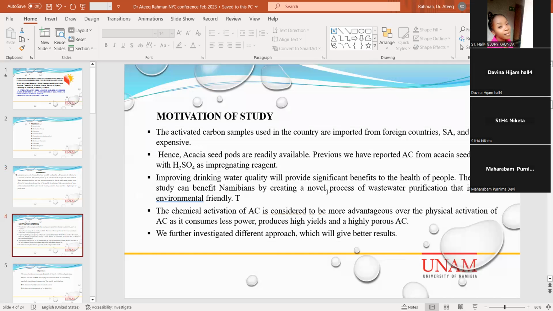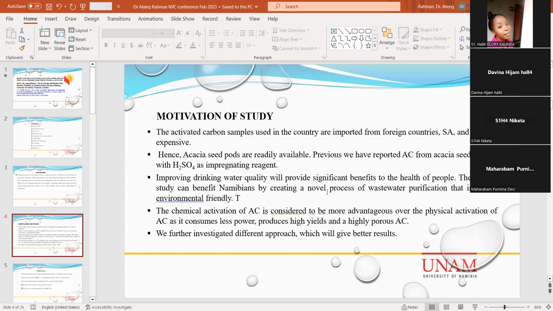So, motivation of study: how did we get the motivation for this research project? The activated carbon samples used in the country are imported from foreign countries, here in Namibia from South Africa, and it is very expensive to acquire. Hence, acacia seed pods are readily available. Previously, we reported activated carbon from acacia seed pods using H2SO4 as impregnating reagent. This was reported by me, my student and co-workers. Improving the drinking water quality will provide significant benefits to the health of the people.